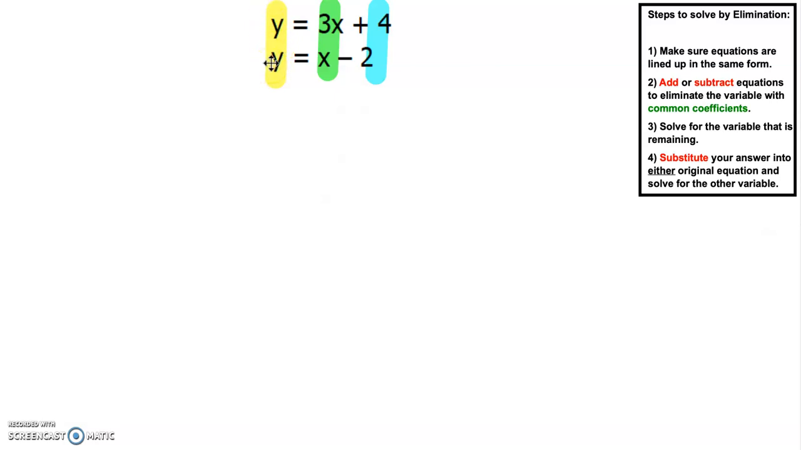So would adding those or subtracting those eliminate the variable? So we know 1 minus 1 would give us 0. Our goal is to eliminate that variable, to make it go away. So here we see subtraction is going to be the way we make that happen. So we're going to subtract the two equations. y minus y is going to give us 0. 3x minus 1x is 2x. Positive 4 minus a negative 2 is positive 6.